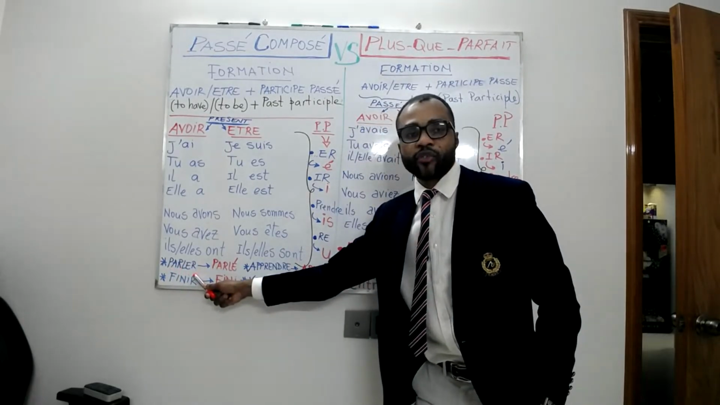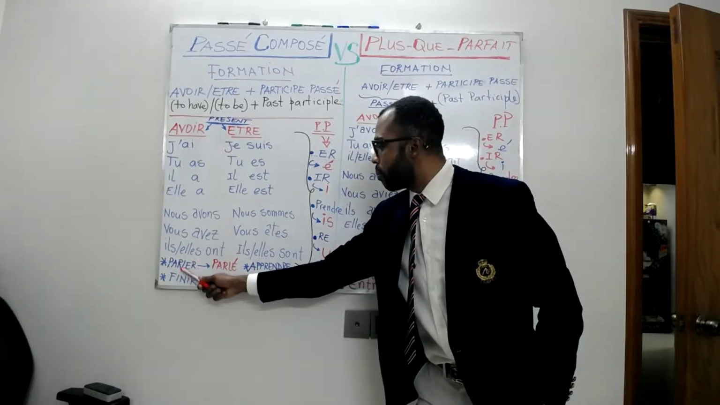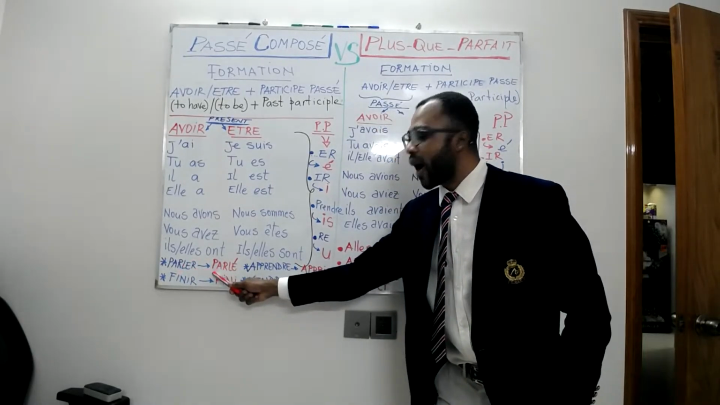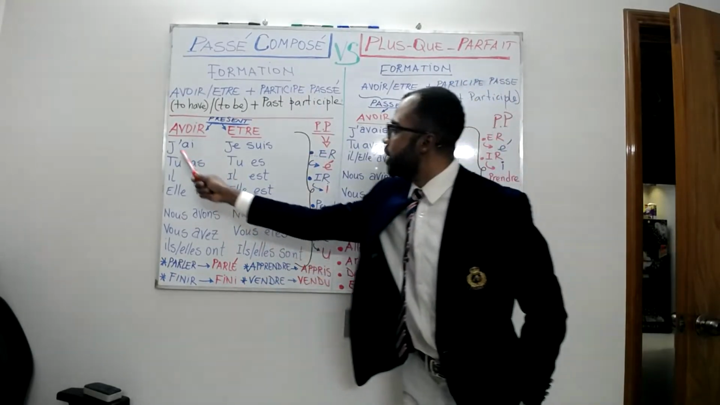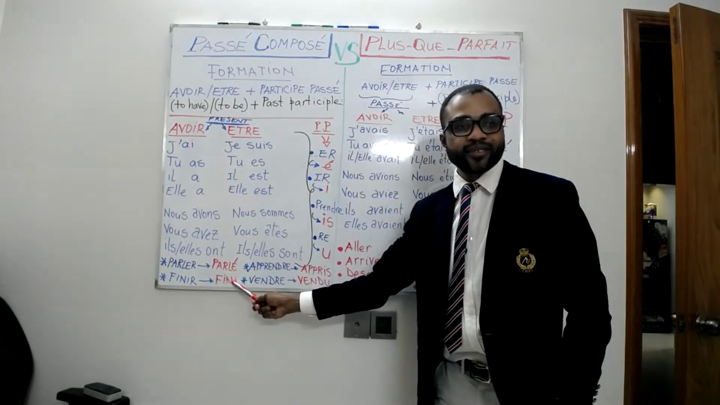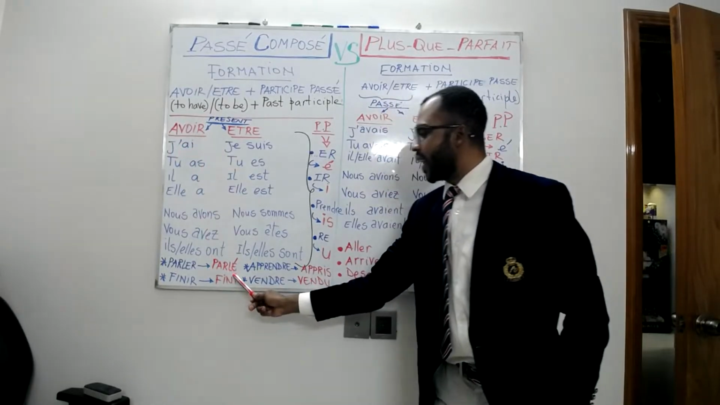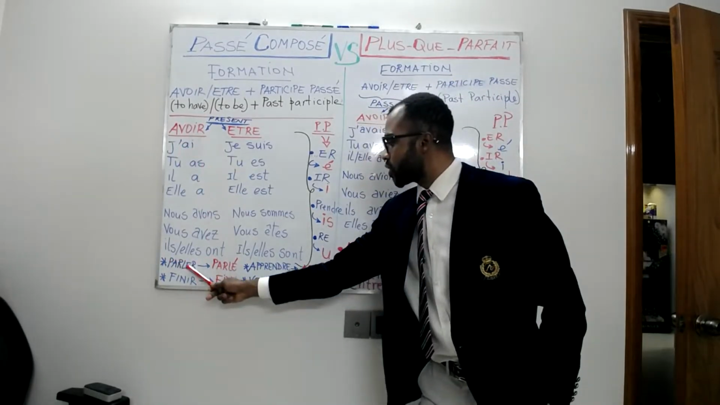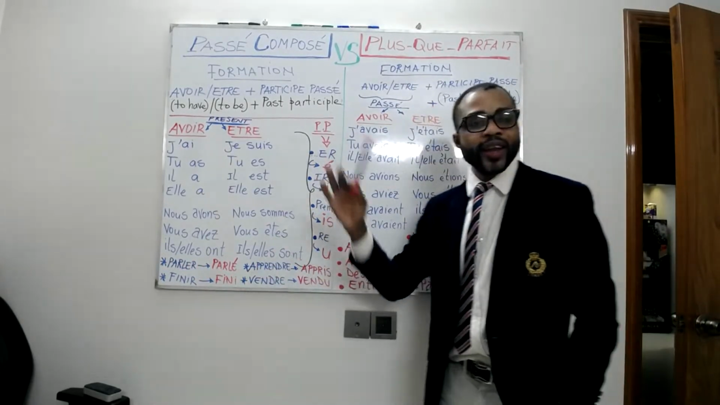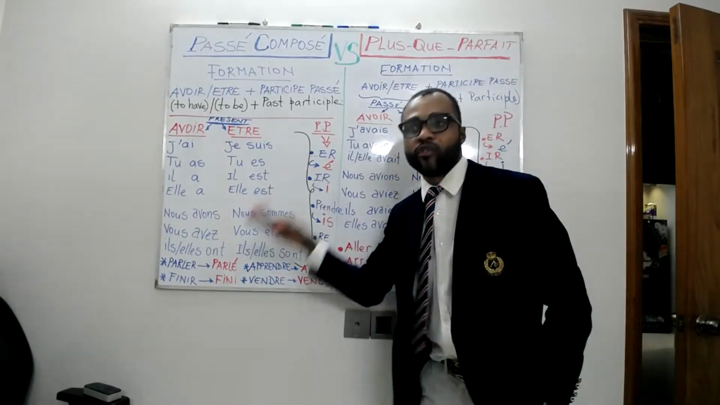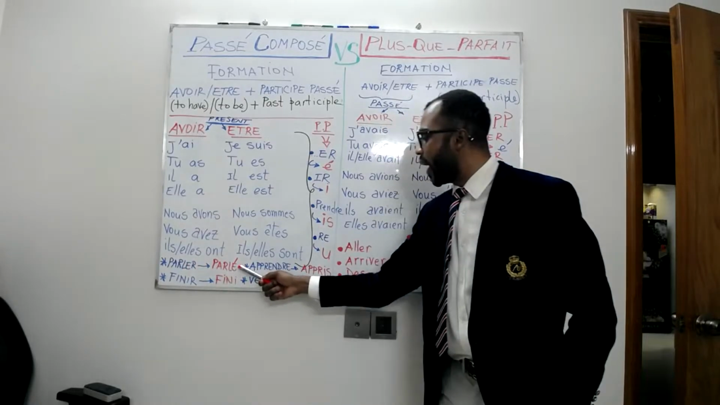For example, parler. So parler is the main verb. To get the past participle here, we remove the ER and get parlé. So if I want to use the passé composé for parler, I will say j'ai parlé. C'est bon? J'ai parlé. So parler, which was ending with ER, became j'ai parlé. So any ER verbs, which are regular verbs, definitely, we remove the ER and add é.